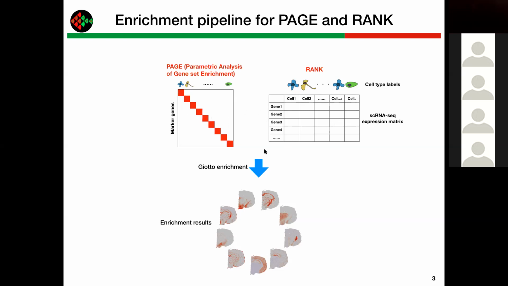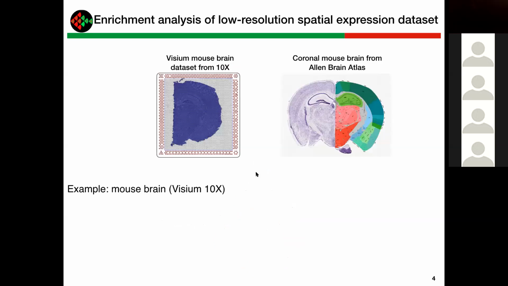Both methods are implemented in Giotto, and based on the Giotto enrichment, we can visualize the enrichment results. Here is a sample. To introduce this further, I will use the Visium mouse brain dataset from 10x. And here is the reference of the coronal mouse brain from the Allen Brain Atlas. And here we do the enrichment.